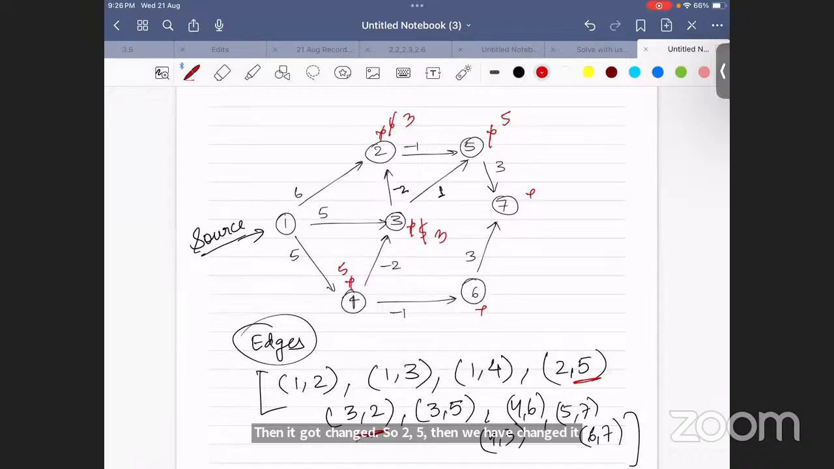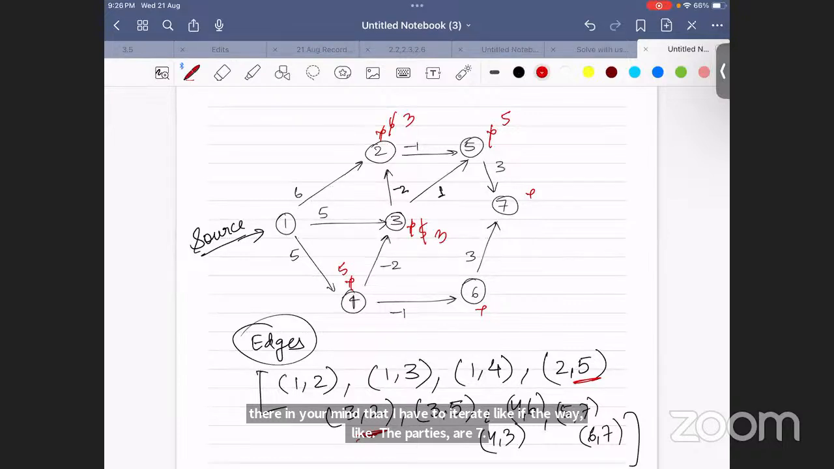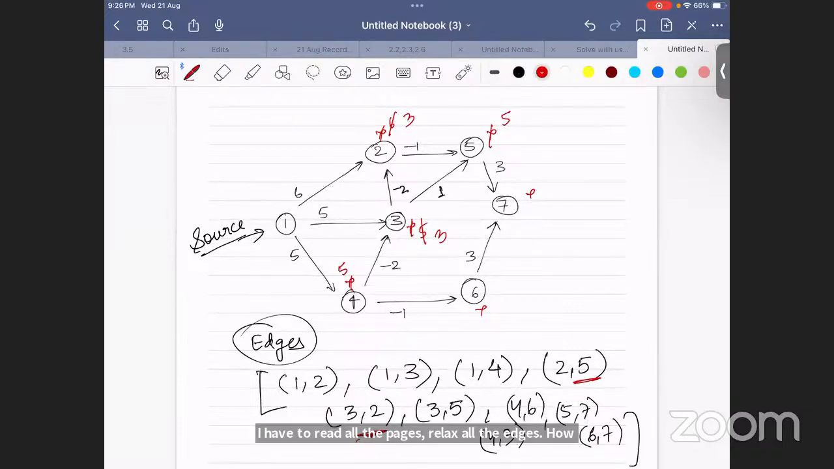Okay, so the steps are: you have to just write all the edges first. And you should have it in your mind that you have to iterate it n minus 1 times. Like if the vertices are 7, I have to relax all the edges 6 times. I have started; this is the first iteration itself. You'll see that after the second or third iteration, all the weights will get settled.